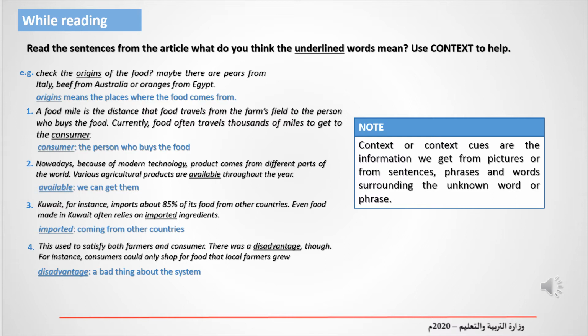Compare your answers. Number 1, customer means the person who buys the food. Number 2, available means we can get them. Number 3, imported means coming from other countries. And number 4, disadvantages means some bad things about the system.